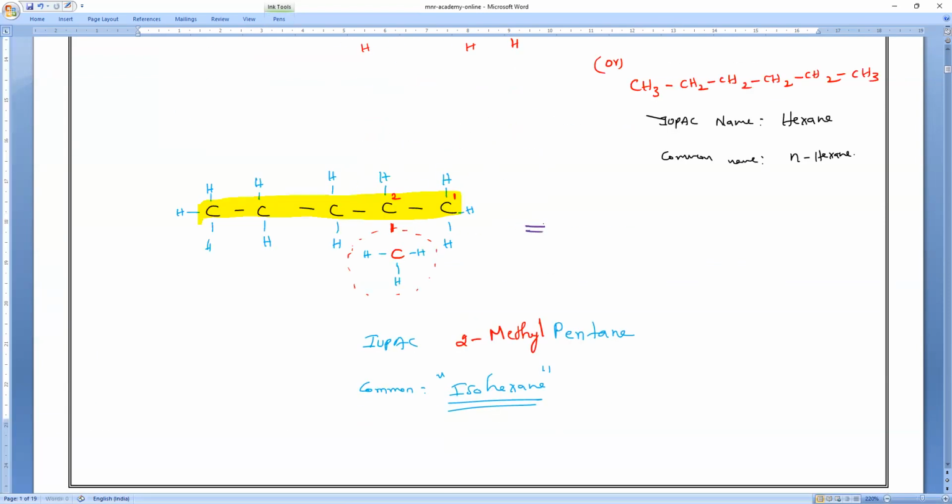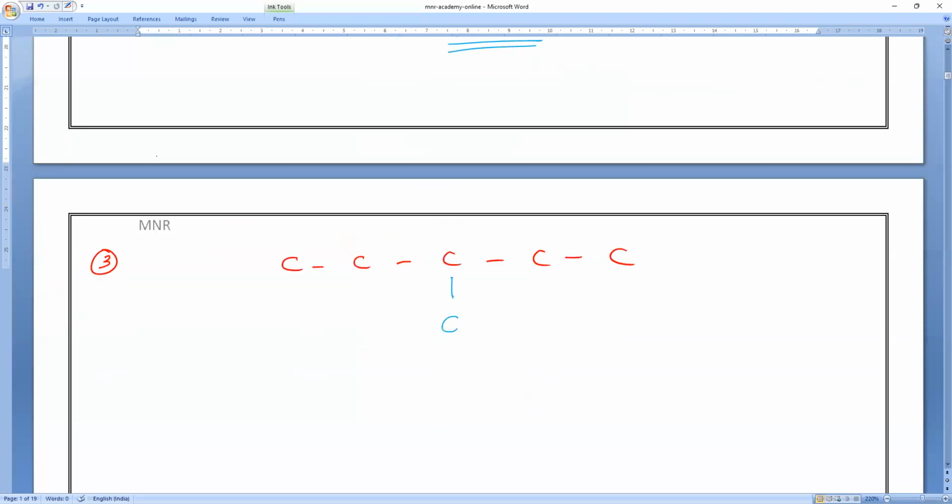Here I forgot to write the condensed formula. You write it. What is the condensed formula? Make it fast. CH3 single bond, CH2 single bond, CH single bond, CH2 single bond, CH3, and here the branch is an alkyl group, CH3. Yes, the same way here also.